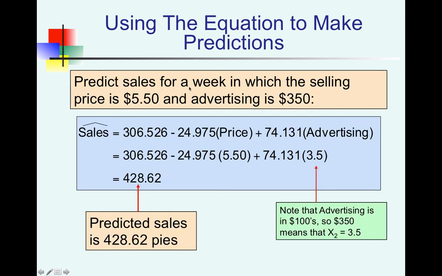How would you use the equation to predict pie sales? Well, just the same way we did before. Just plug in the numbers. Let's just say that I have a selling price of pies of $5.50, and I'm advertising with $350 that week. What would be the predicted number of pie sales? Just plug in the $5.50 for the price, plug in $3.50 for the advertising there, and then just calculate it all up. And I end up getting 428.62 pies, or approximately 429 pies.